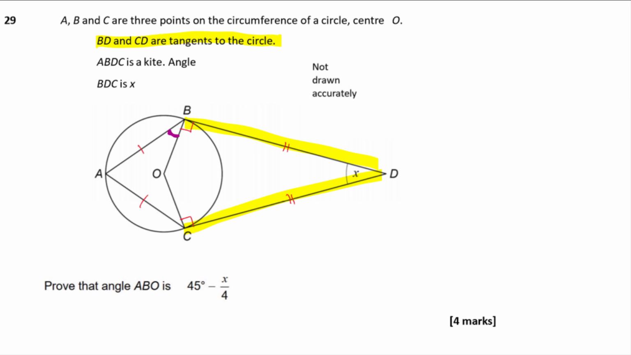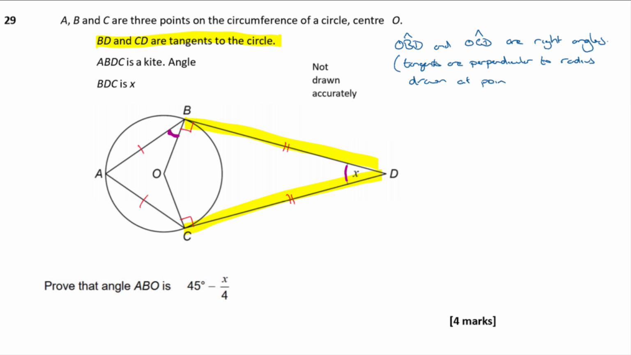I would start with the things that we know about. So I actually know about this angle here, x. Now I know that x, and I said earlier that I put two right angles on. I suppose we should, if we're going to prove it, we need to write that down. Okay, I'm going to say that OBD and OCD are right angles, and the reason I know that, because I'm going to give reasons for everything, is tangents are perpendicular to radius drawn at point of contact.